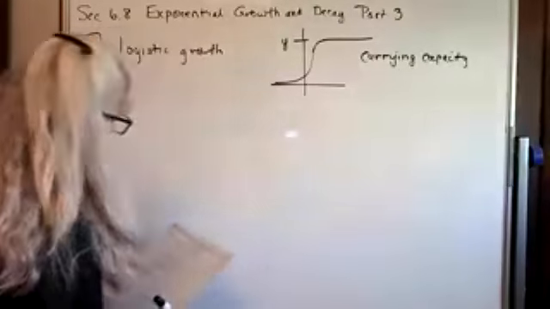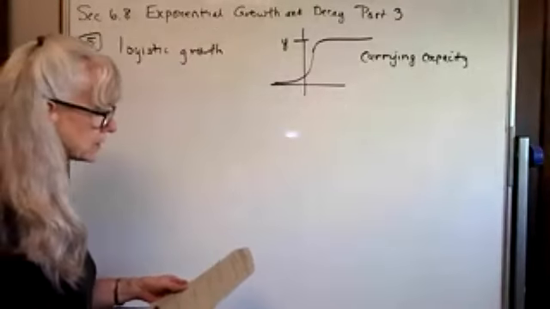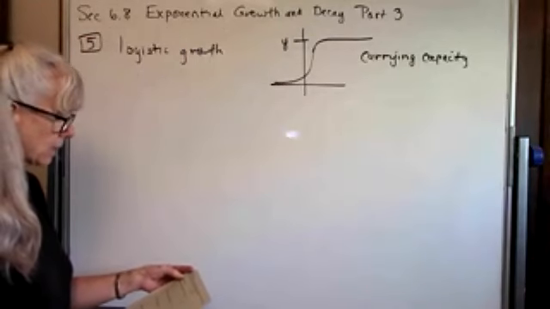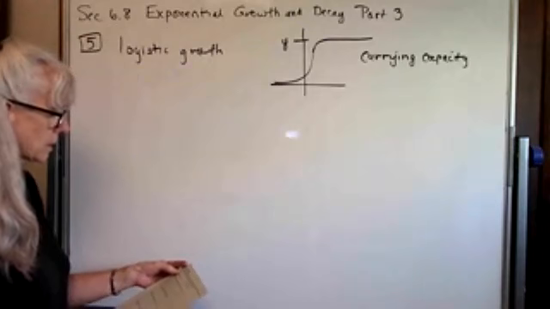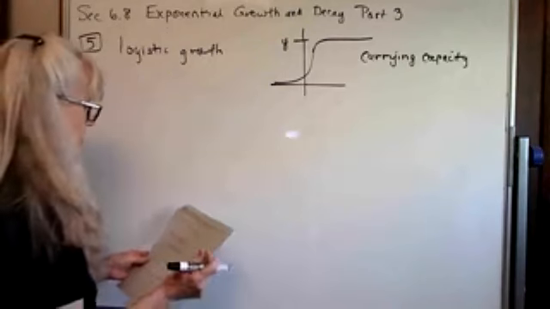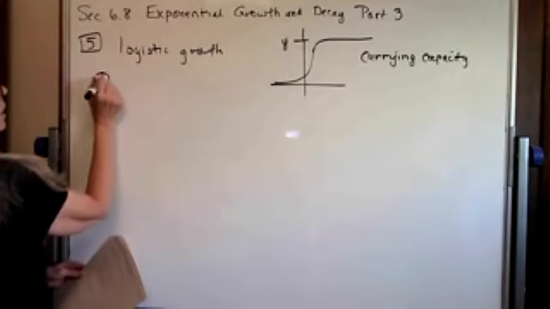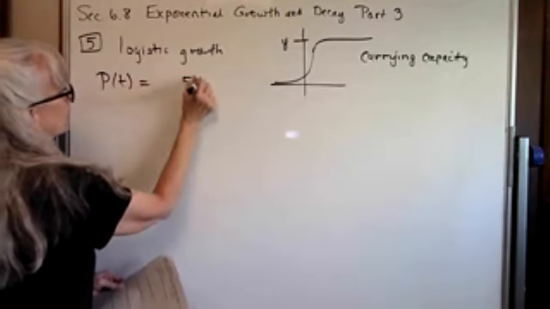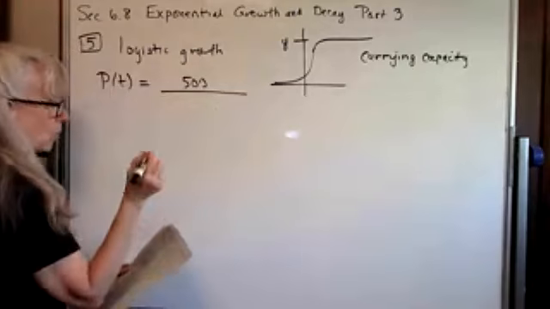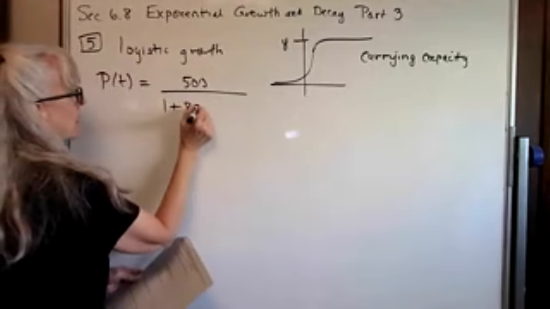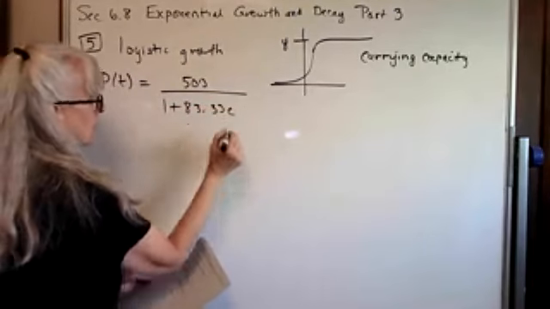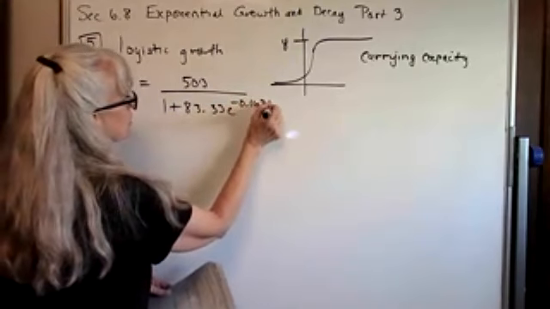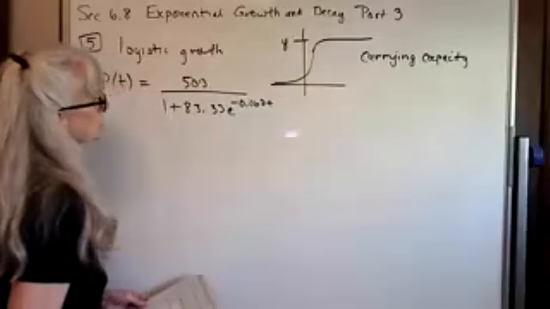For this particular one, we're talking about bald eagles. We've got 6 of them. We've captured them, transported them to Montana and set them free. Based on experience, the environmentalists expect the population to grow according to the model P of T is equal to 500 all over 1 plus 83.33 e to the negative 0.162 t. And there's our logistic growth model.